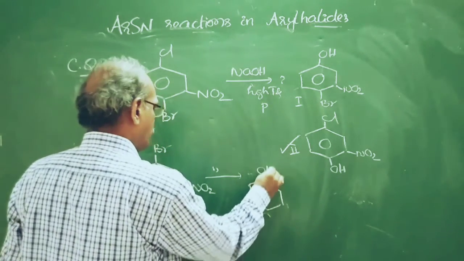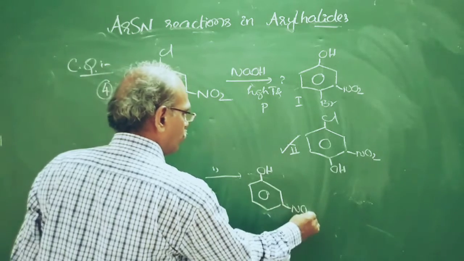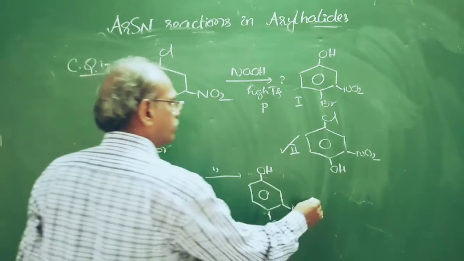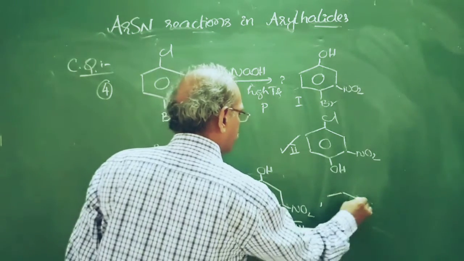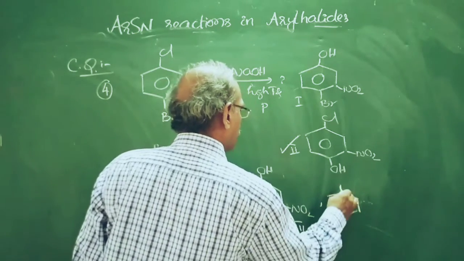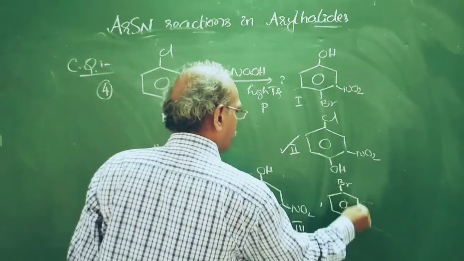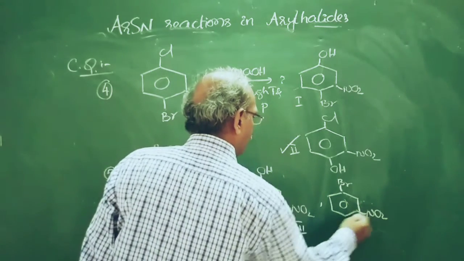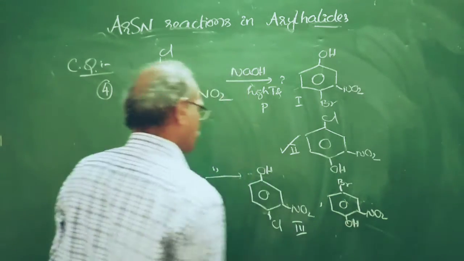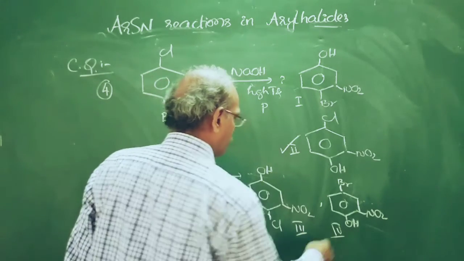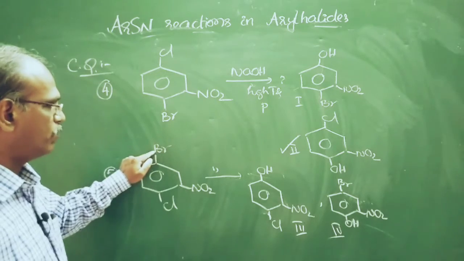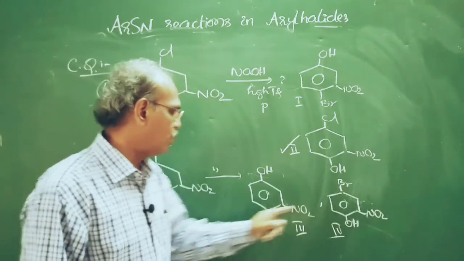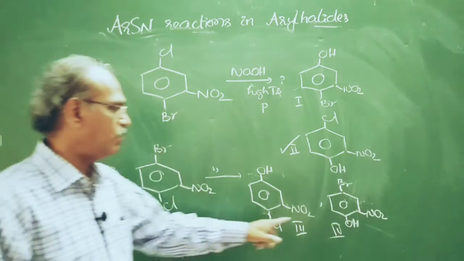Here OH, NO2 and Cl. This is say 3, and here Br, NO2, here OH. Say 4. What is the difference? In the formation of this, Br is replaced by OH. In the formation of the fourth product, Cl is replaced by OH.